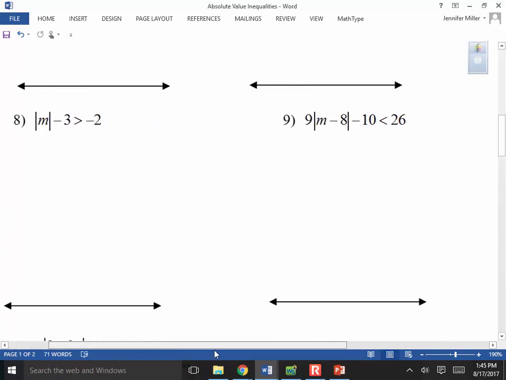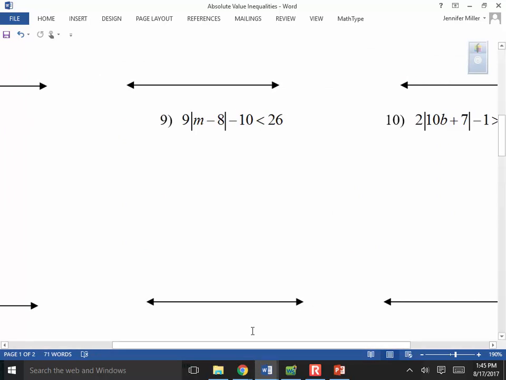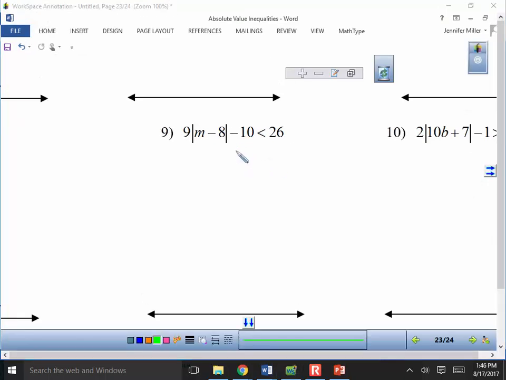Now, we can't break up into two inequalities until our absolute value is absolutely by itself. Does that make sense? That means we don't want anything outside of the absolute value. So in number 9, Abby, what do I need to get rid of first? The 10. Good. I'm just going to add 10 to both sides. Do not try to break this up before you get it by itself, okay?